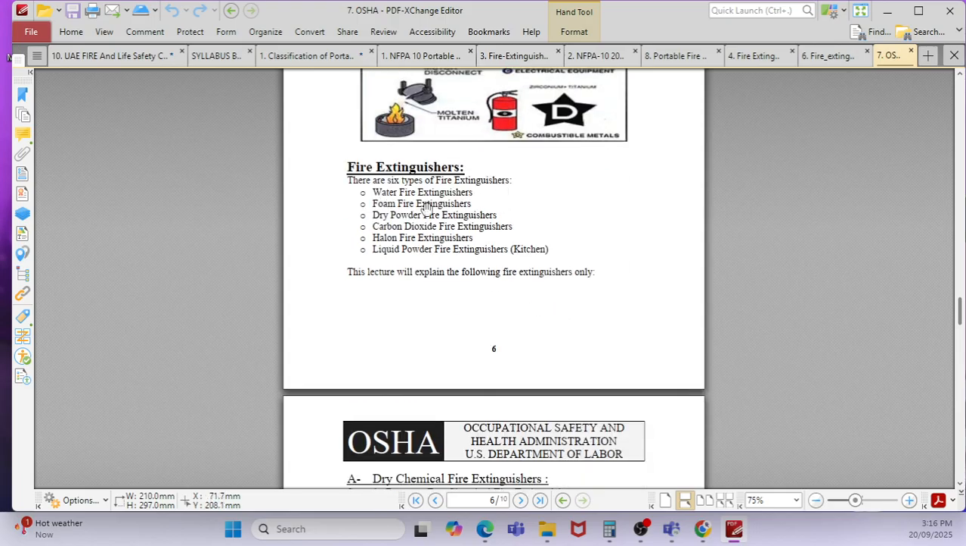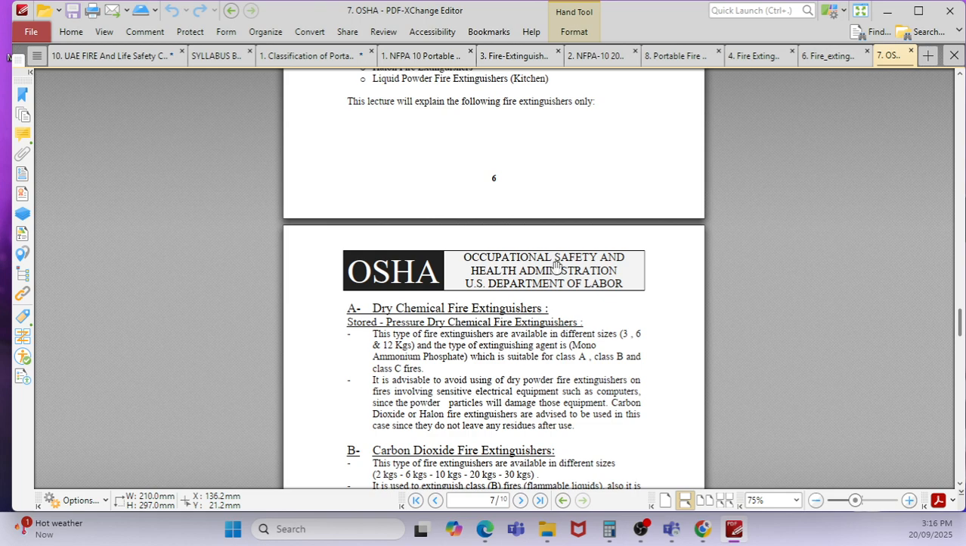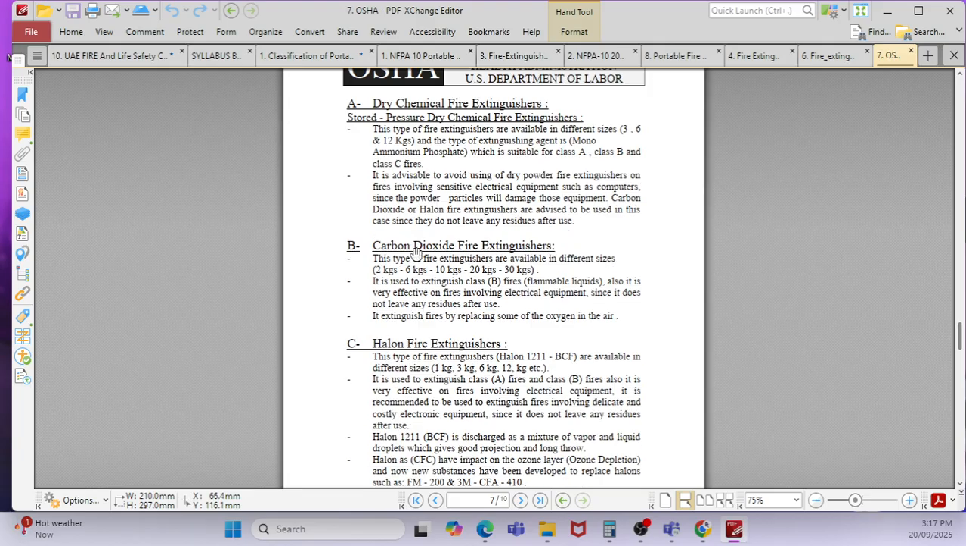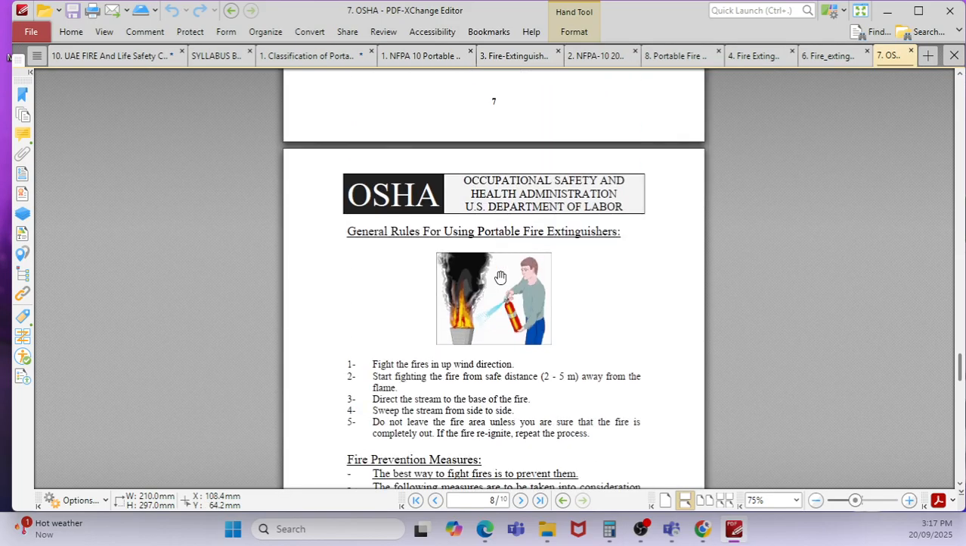Types of fire extinguishers: water fire extinguisher, foam fire extinguisher, dry powder fire extinguisher, carbon dioxide fire extinguisher, halon fire extinguisher, liquid fire extinguisher, or liquid powder fire extinguisher. Okay, so here you can see the different types of fire extinguisher available in different sizes: 3 kg, 6 kg, 12 kg. Here also you can see the carbon dioxide fire extinguisher available in different sizes, kgs.